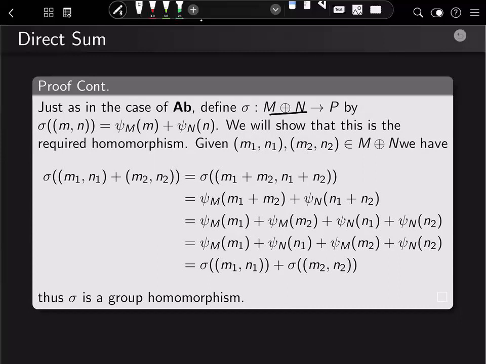So we're going to take our two elements and add them based on their images under psi sub m and psi sub n. And we're going to show that this is the required homomorphism.